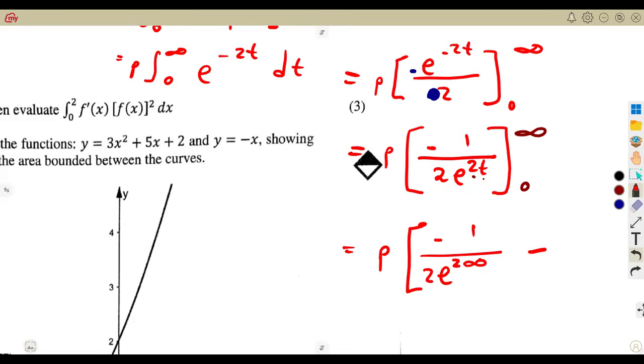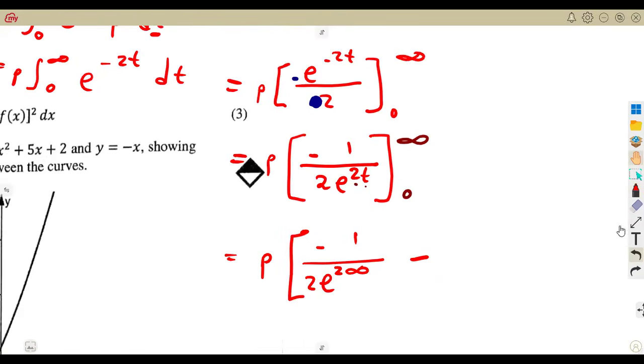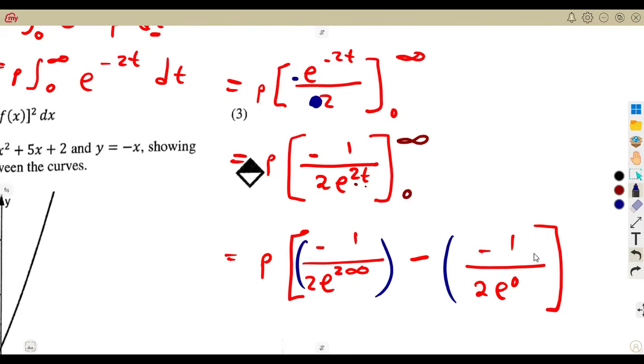Minus, okay, the formula, minus the lower limit. We substitute this minus 1 over 2 e to the exponent in place of t. 2 times 0 there, that's what? That's a 0. So this is our lower limit. Upper limit minus the lower limit. There is an infinity there. E to the exponent of infinity is infinite.